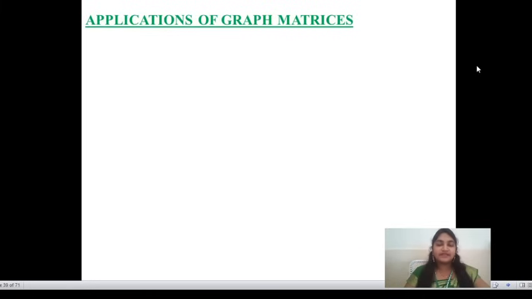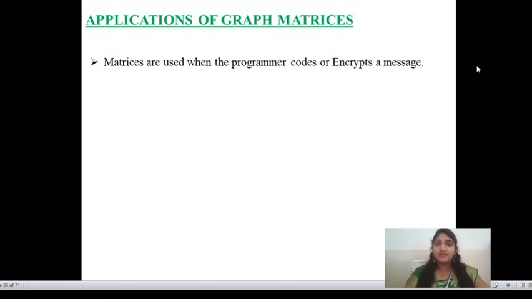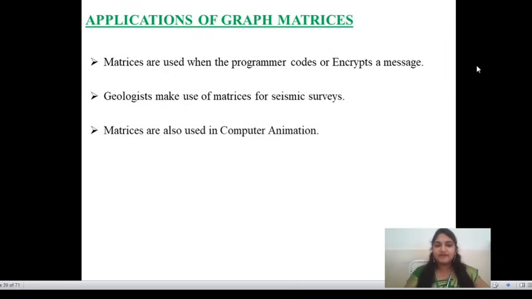First we'll see the applications of those matrices, the applications where matrices are used. Matrices are used when the programmer codes or encrypts messages. Encryption is nothing but conversion. If there is any conversion of input code to implement the output, there matrices and theorem proving will be used. Geologists make use of matrices for seismic surveys. This is one of the ways of application.